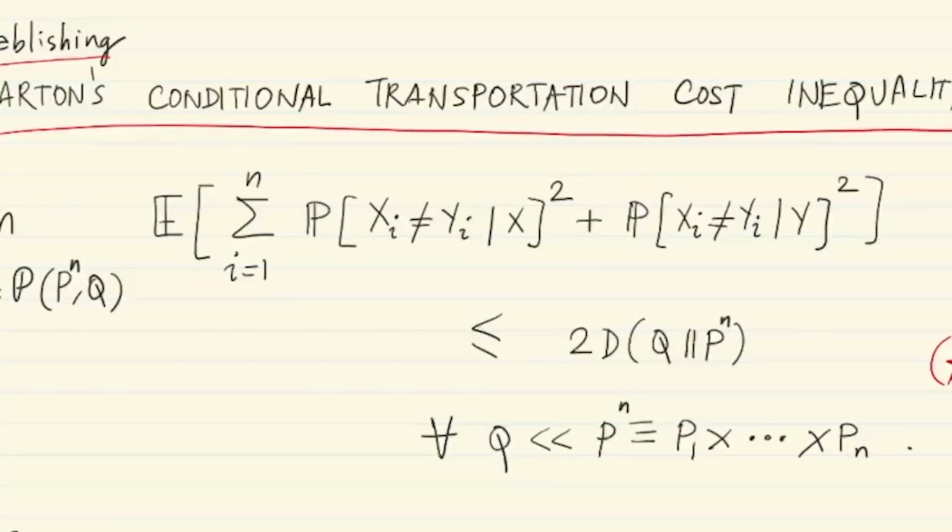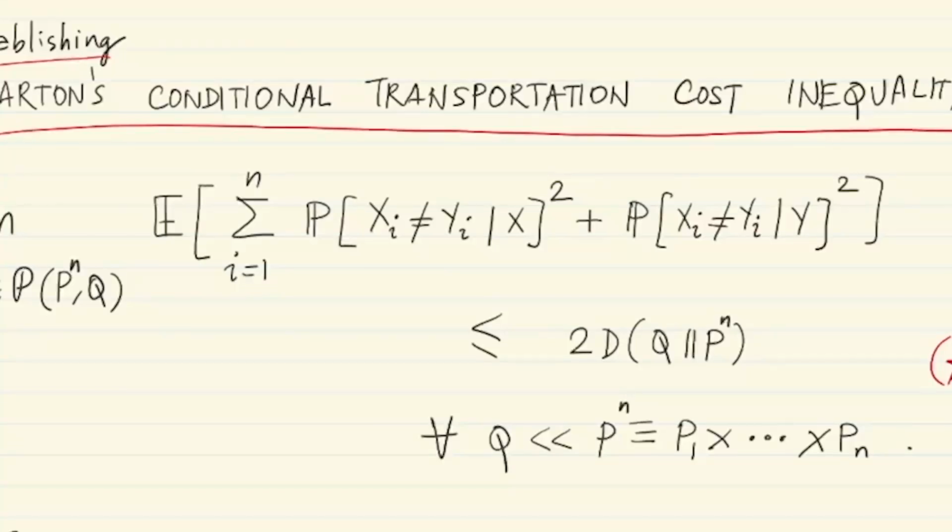Just to recap, it basically says that if you're given two probability measures, one is P, which is a product measure, and one is Q, which is some absolutely continuous measure with respect to P, then there exists a coupling between the P and the Q measures, let's say for random variable sequences x and y of length n, such that the expected value of the sum of the conditional discrepancies squared is bounded by the KL divergence between Q and P^n. Okay, so that was the content of Marton's conditional transportation cost inequality.